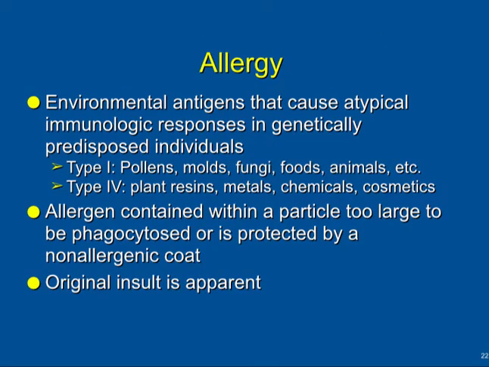When we look at an allergy, you probably already understand this, but it's antigens that cause an atypical response, and a lot of times, like I said before, it's genetically predisposed individuals, so it tends to run in families. Remember, type 1 is more things like pollens, molds, fungus, foods, animals, etc. So it's more of those environmental factors, whereas type 4 is more of those contacts. So you'll see type 4 with contact dermatitis.